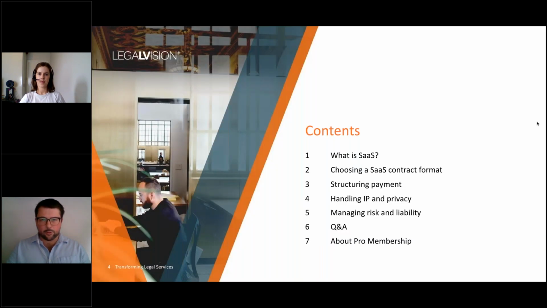A brief overview of what we're going to talk about. We're going to start very broad and just talk about what is a SaaS, choosing the correct SaaS contract format. We'll spend a bit of time talking about structuring payment, and then we'll talk about some various risk and liability issues, particularly around IP and privacy, how best to manage those. Finally, we'll spend some time running through a Q&A, and then we'll give you a brief overview of the Pro membership that LV offers to its clients.